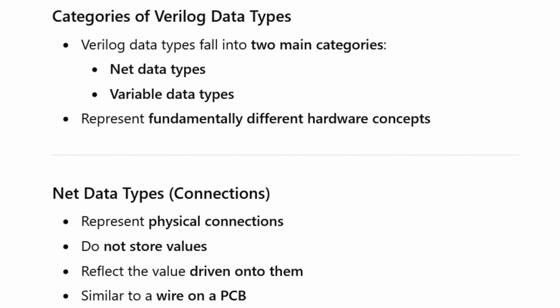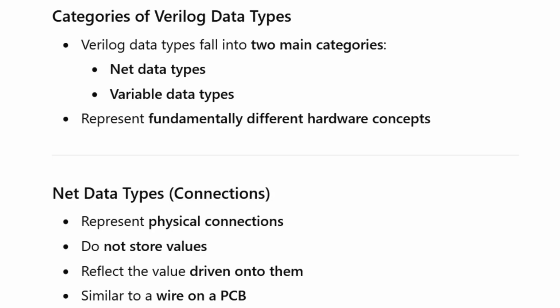Verilog data types can be broadly divided into two categories. The first category is net data types. The second category is variable data types. These two categories represent fundamentally different hardware concepts. Let us begin with net data types.